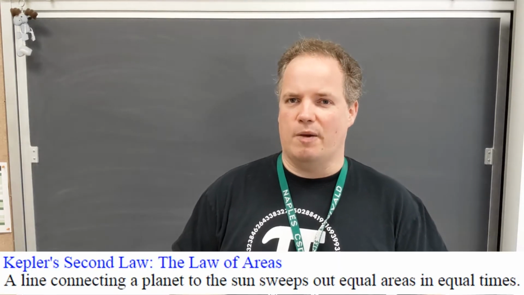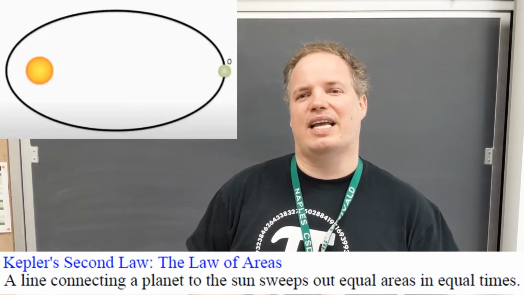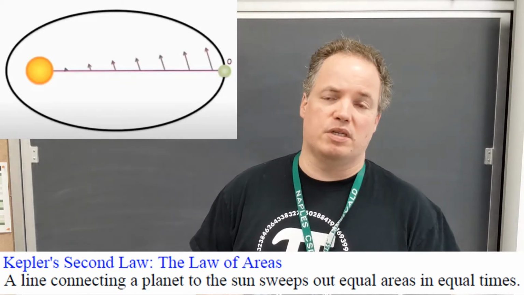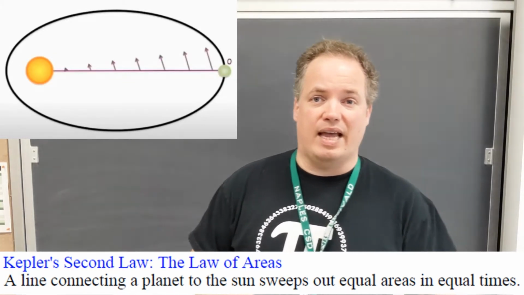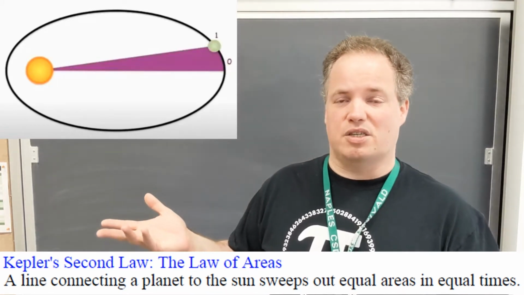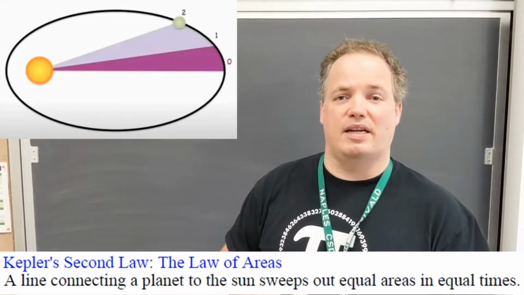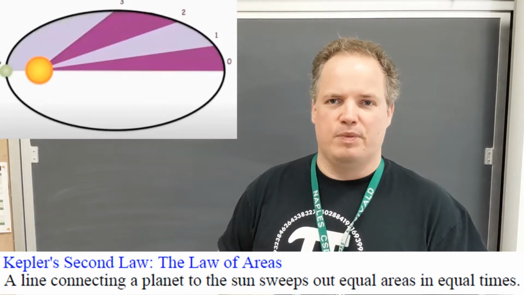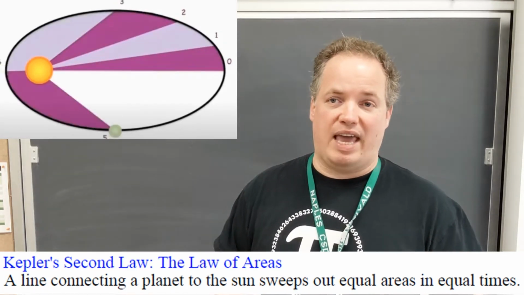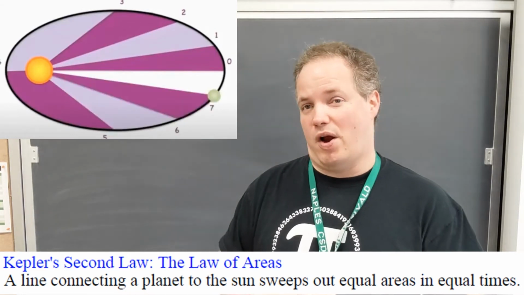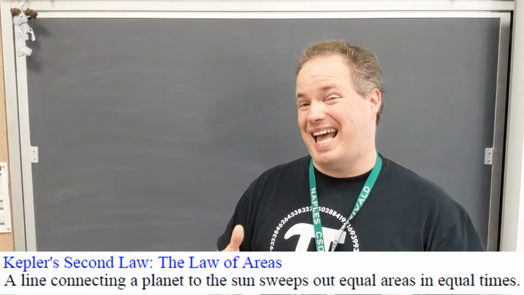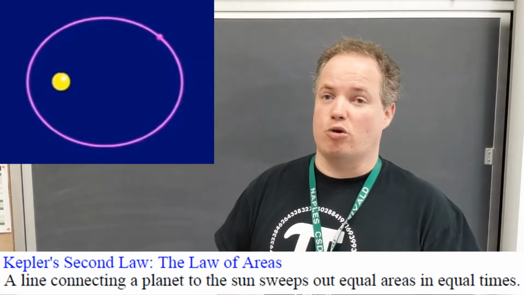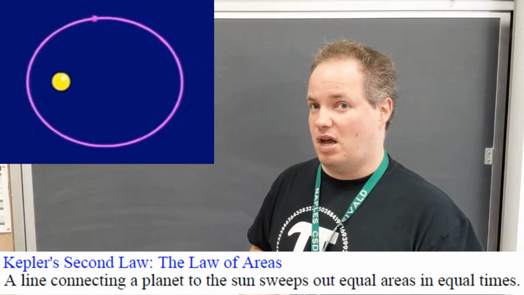The second law says that a line that connects a planet to the sun will sweep out equal areas in equal times. This is called the law of areas, and it's a little easier if you can visualize it. So you have this line that connects a planet to the sun, and then you wait a month and you trace out that area. Later that year you do the same thing, and you end up with an equal area in equal times. That says that planets go faster when they're closer to the sun, and they go slower when they're farther away from the sun.